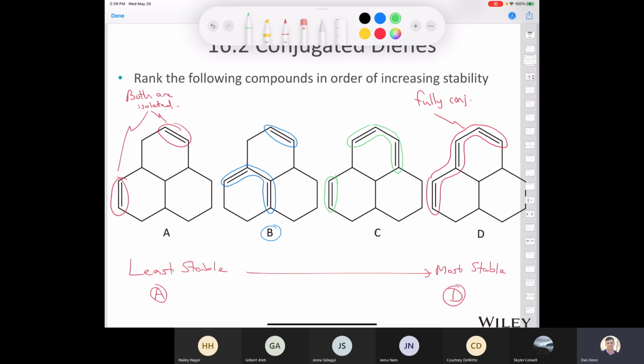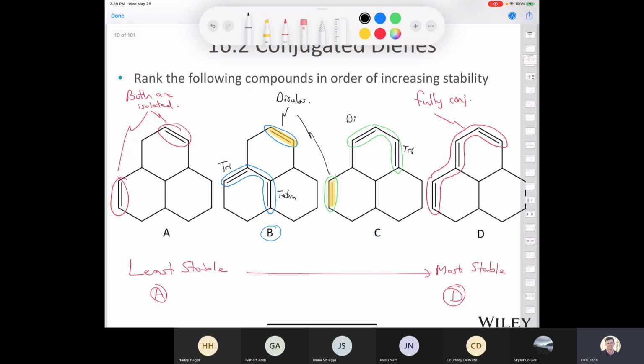Think back to Organic Chemistry 1 and the stability of double bonds. If we look at the isolated double bond in both of these, that alkene is disubstituted in both cases. We could write a note: this is disubstituted and this is disubstituted. Now if we focus on the conjugated systems, here we have a disubstituted and a tri-substituted alkene, so we could put di and tri. Here we have a tetra-substituted, and here a tri-substituted.